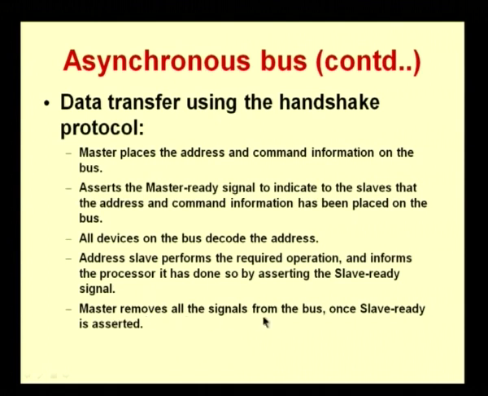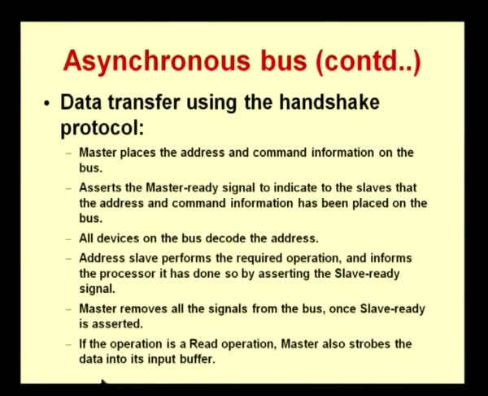Then the master removes all the signals from the bus once the slave ready is asserted. Then the slave ready signal is deasserted. These are the steps that have to take place. So, if the operation is a read operation, the master will also strobe the data into its input buffer. That is something that will be done.